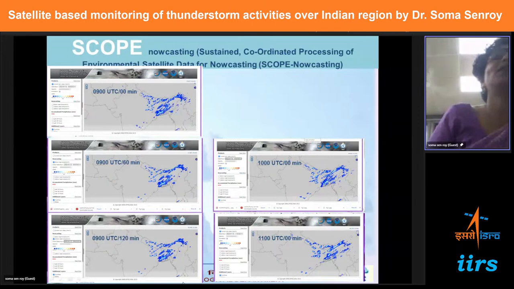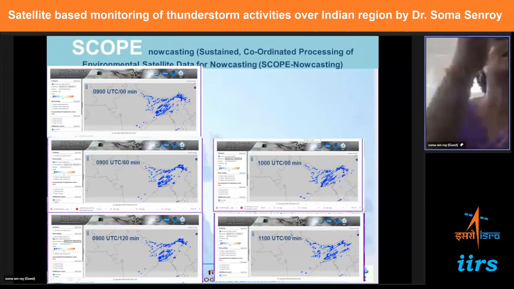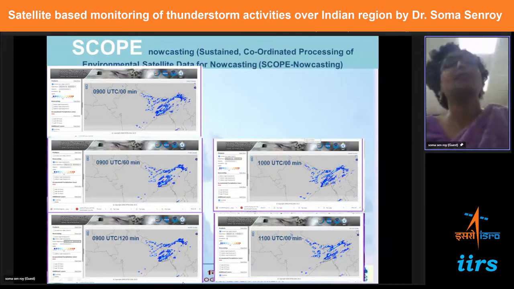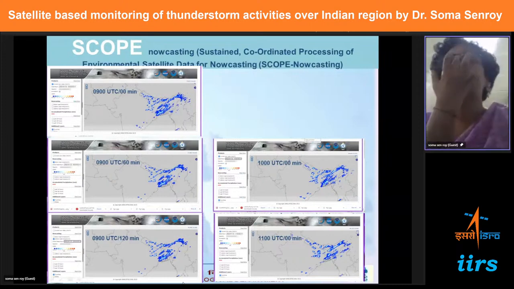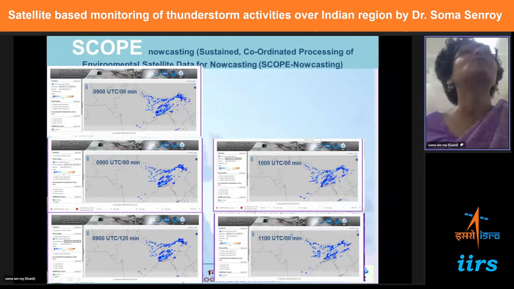Now this is where we are using scope, and it gives some idea about the potential of scope as well as the weaknesses of scope nowcast. That means for very small regions, we are not able to correctly detect the accuracy of the cells' growth, decay, as well as intensity. But it gives a good indication of where it is happening.